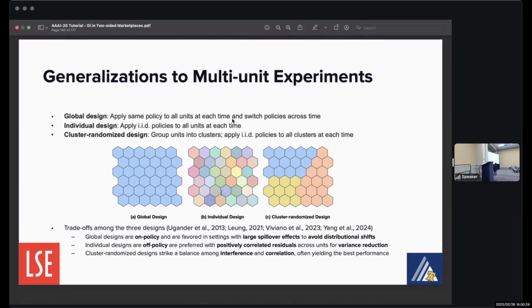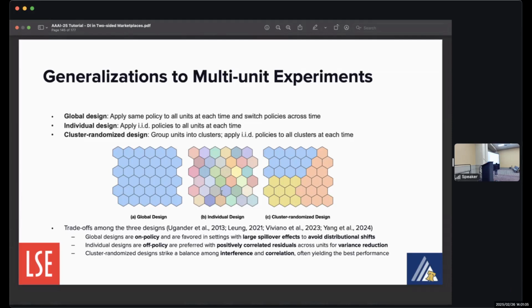Basically, the global design is an on-policy design, and it will be favored in settings with large spillover effects for the purpose of avoiding distributional shift. While the individual designs are off-policy, and they will be preferred in settings with positively correlated residuals for the purpose of variance reduction. So this is very similar to the trade-off between on-policy and off-policy designs that I have just mentioned in those time series experiments. Okay?